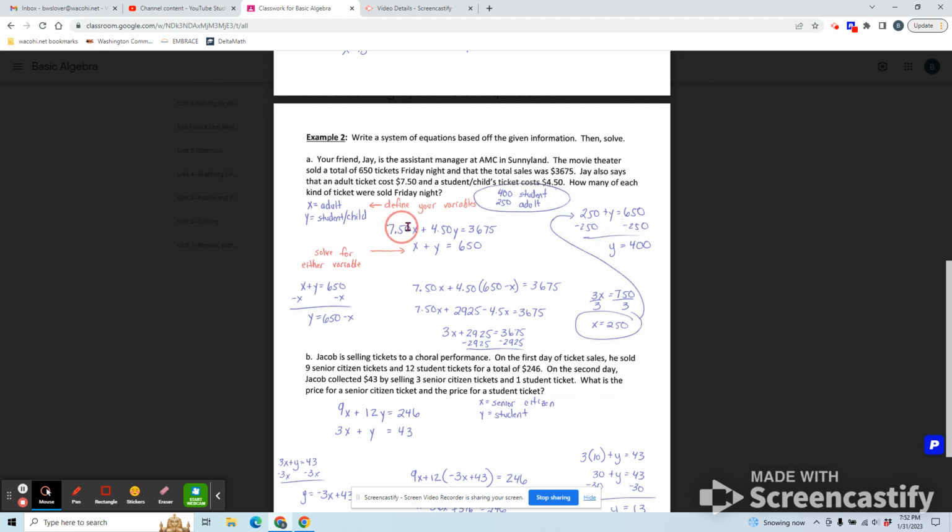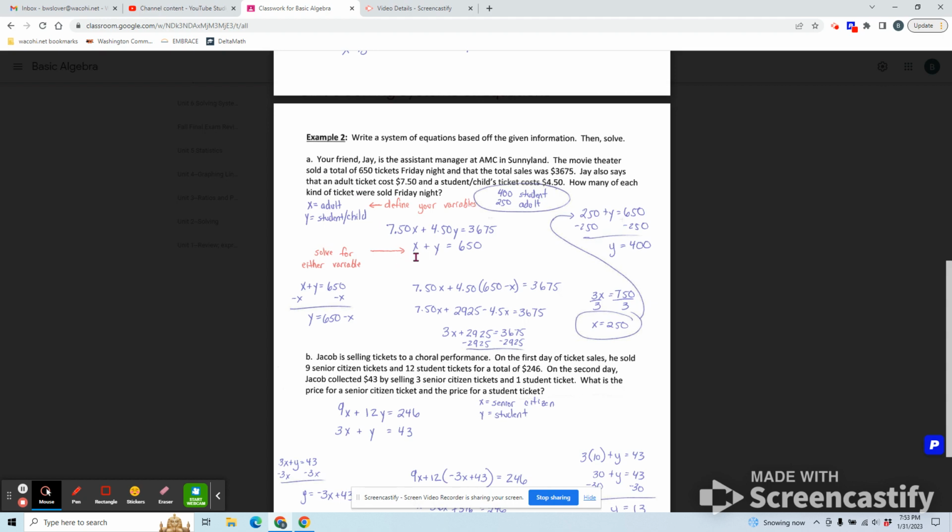Okay, so this is all money. Talking about money: $7.50, $4.50, $3,675. The second equation, because we need two, we're writing a system. We need two. The second equation is this other number that they gave us, 650 tickets. We're trying to figure out how many tickets of each type were sold.